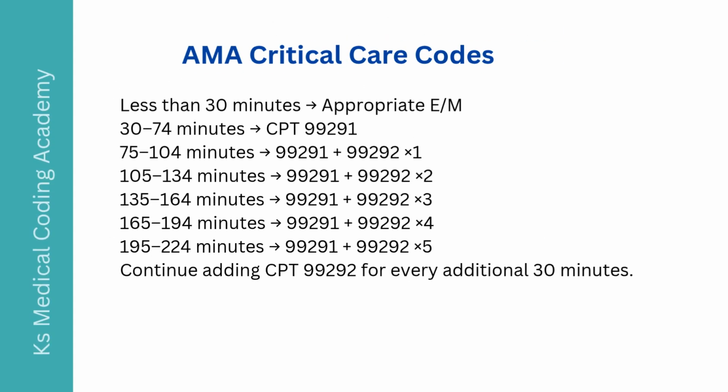AMA guidelines use a different initial time range. CPT 99291 covers 30 to 74 minutes, and CPT 99292 is added for each additional 30-minute interval after that. For prolonged critical care under AMA guidelines, continue adding CPT 99292 for every additional 30 minutes after the initial critical care period. Accurate time documentation is essential.